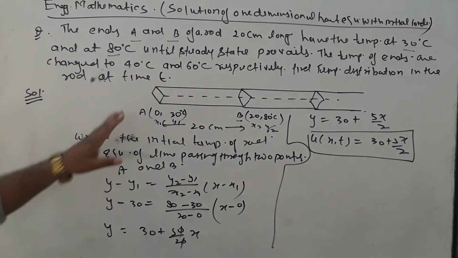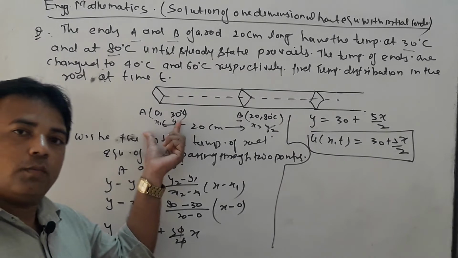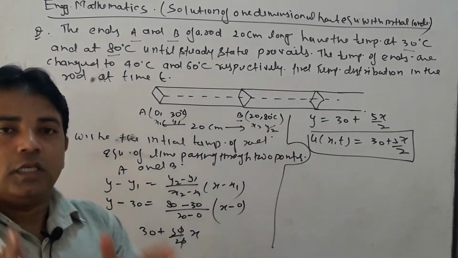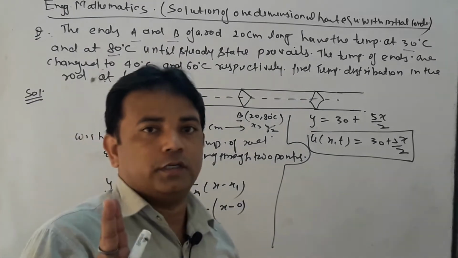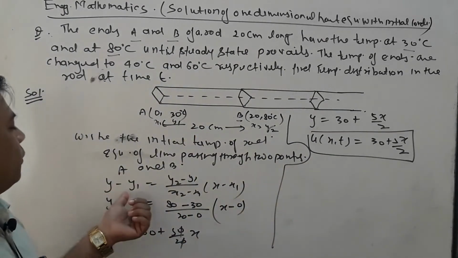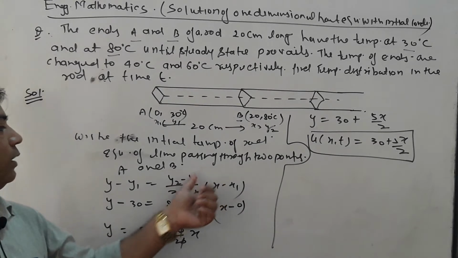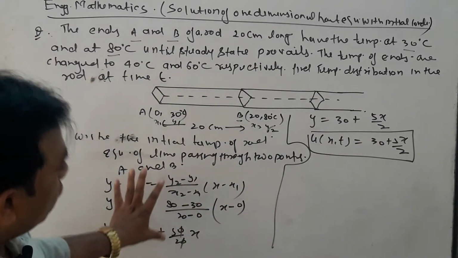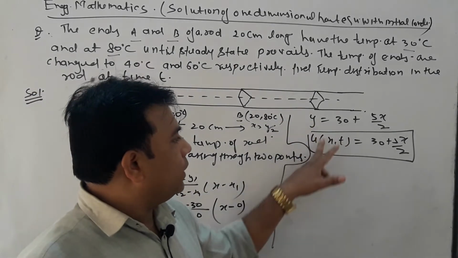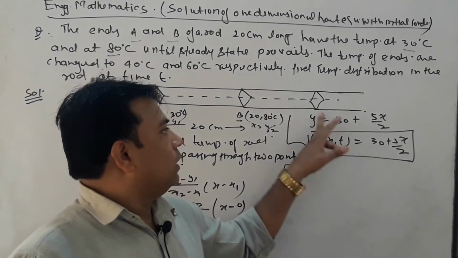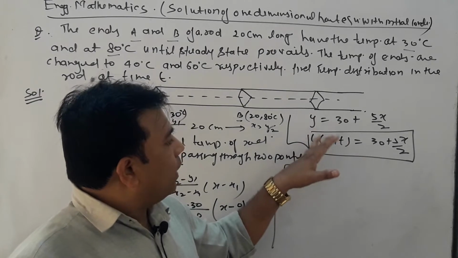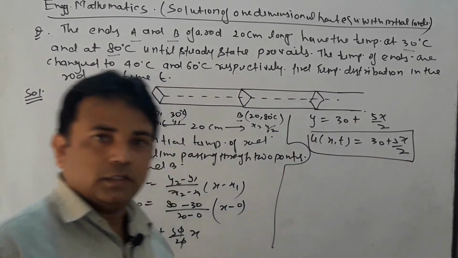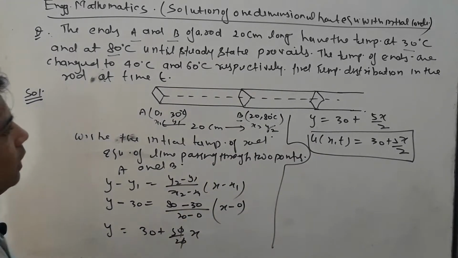The condition is that the coordinate of point A is 0 with 30 degree centigrade and of point B is 20 with 80 degree. We find the equation of the line passing through the two points A and B. We know the formula y minus y1 equals (y2 minus y1) upon (x2 minus x1) into (x minus x1). We sort it out, then we write the temperature u(x,t). Here in place of y, put u. These are the conditions.